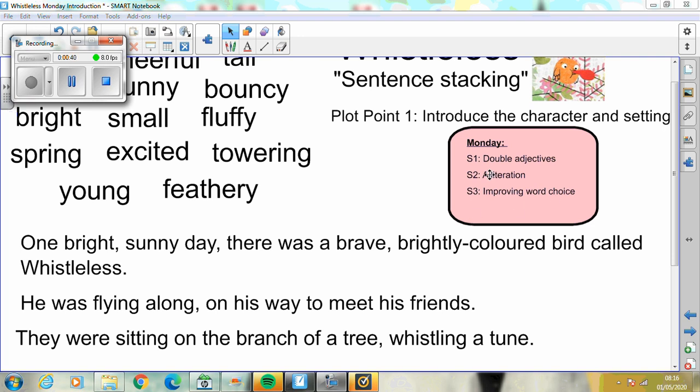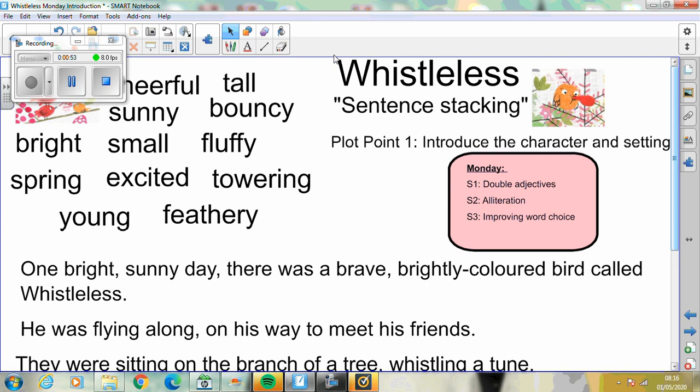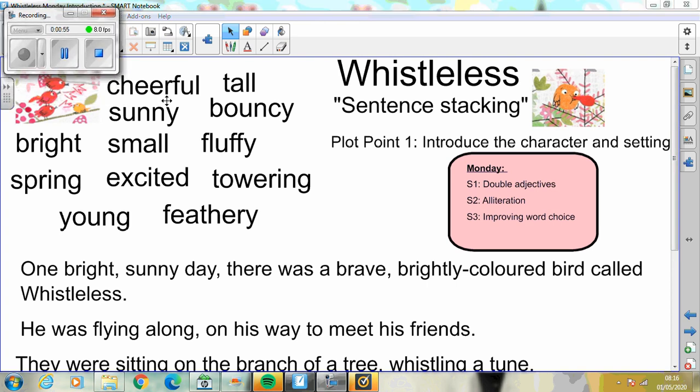In sentence 2, it says alliteration. And just to remind you, alliteration is when we use words, generally adjectives, that begin with the same letter. Here are some examples of adjectives over here. Just pause the video for a second and have a think about which adjectives you could use together as an example of alliteration.